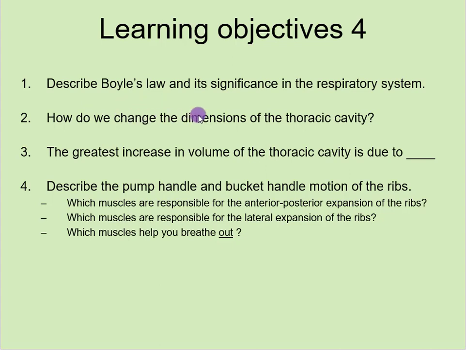Number 2, we're going to describe how we change the dimensions of the thoracic cavity, because when we change dimensions of the thoracic cavity, that's how we start seeing the application of Boyle's law. We talk about how we get the greatest increase in volume of the thoracic cavity, and 2 different types of motions of the ribs.